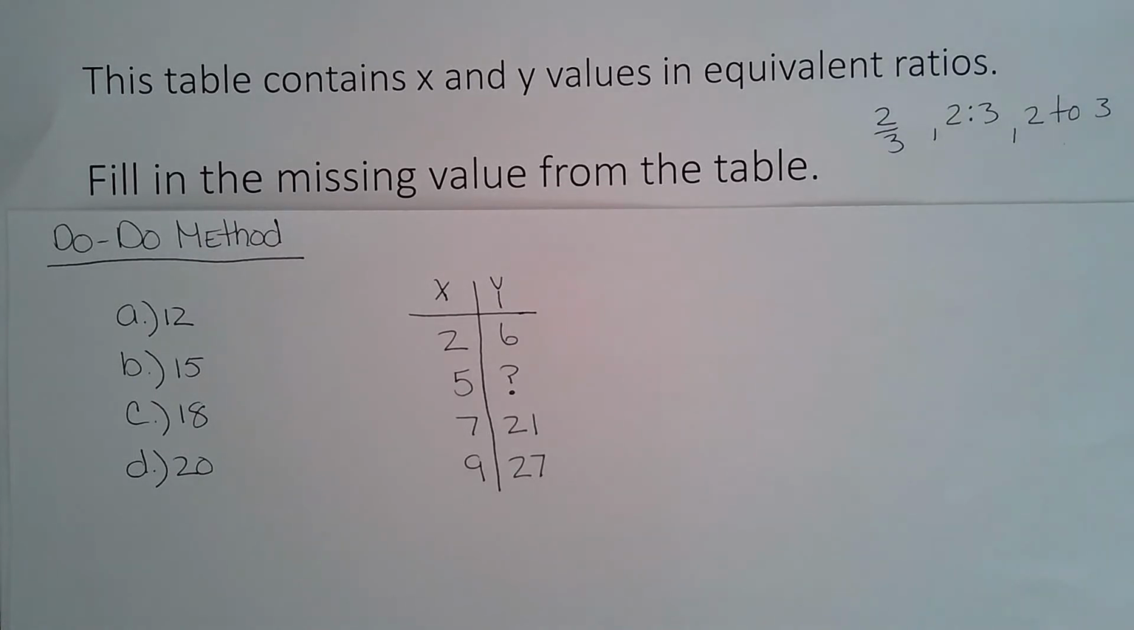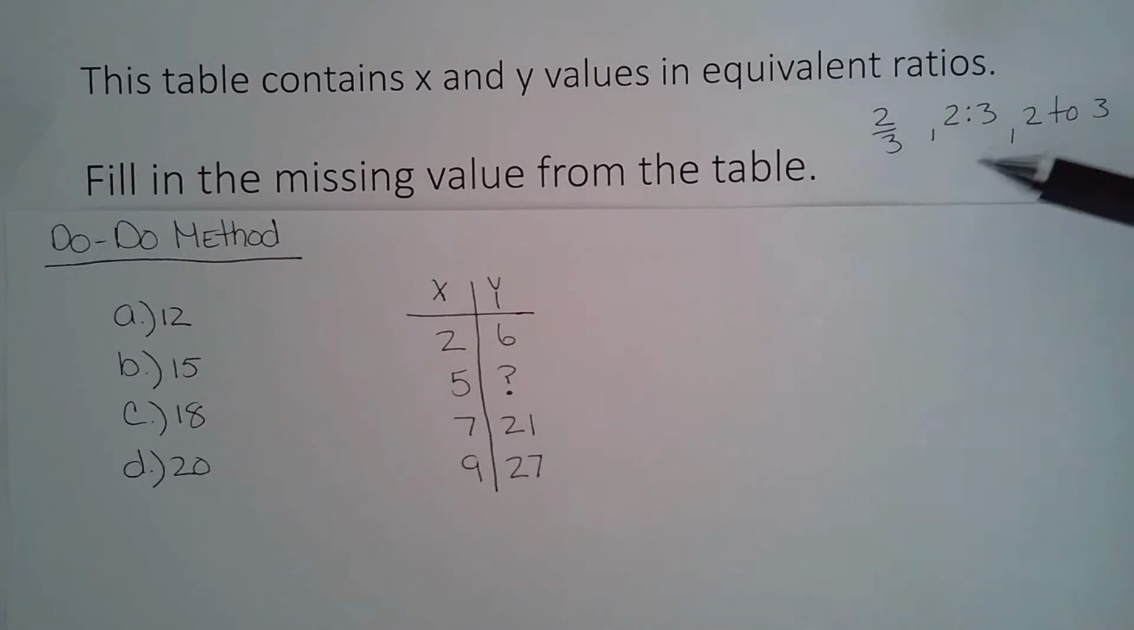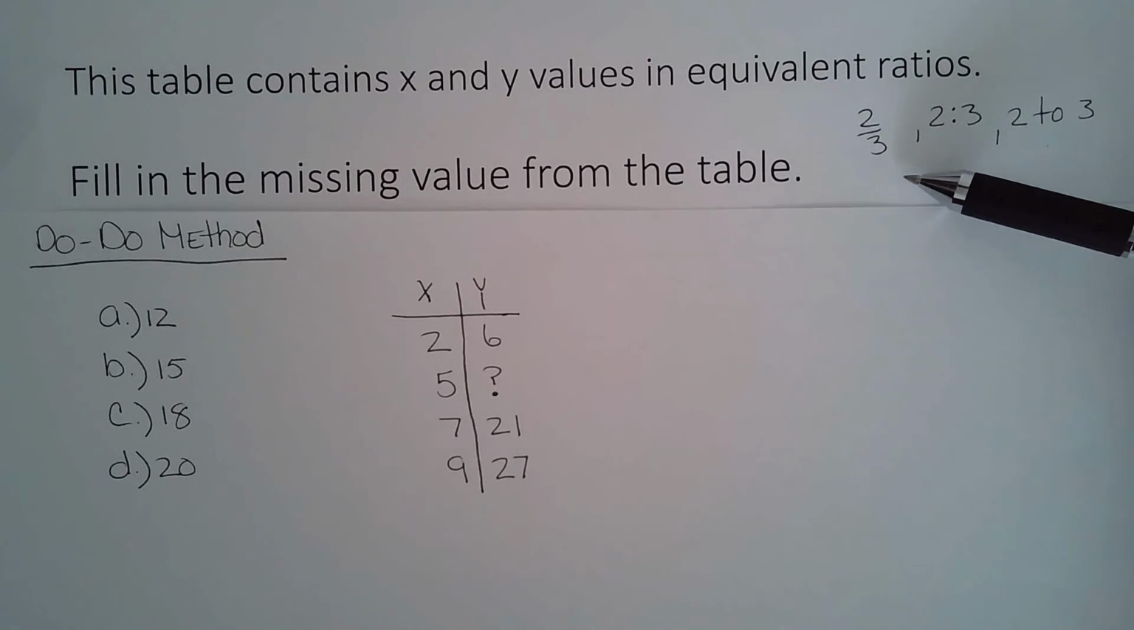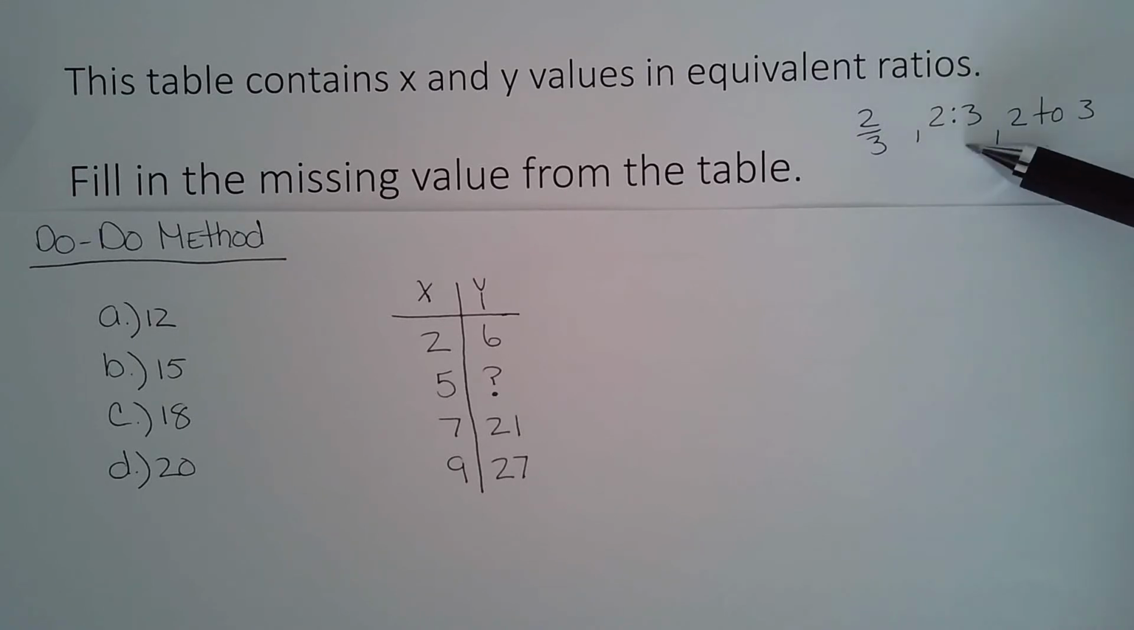Before we get into that, I do want to remind you that your ratios can come in three different forms. They can be written as fractions, as you see here. They can be written with a colon or with the word "to." Alright, so these are my three ways that I can represent a ratio.